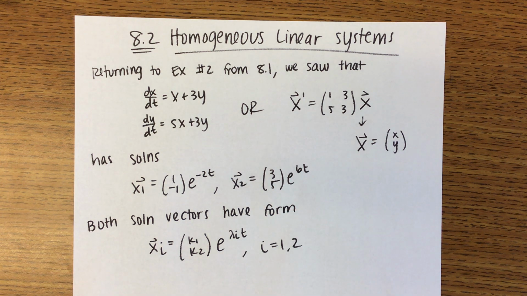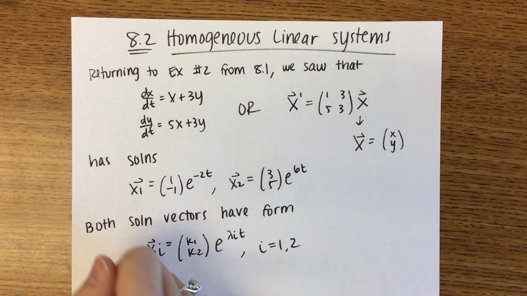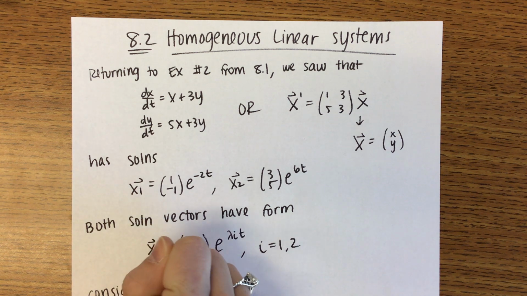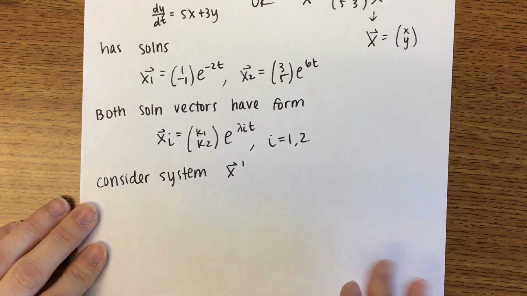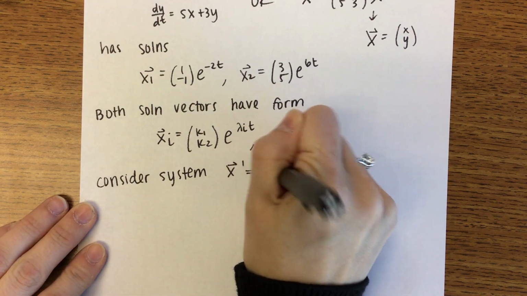So the question is, is that the way the solution is always going to look? Is the solution always going to be in that form? So we're going to investigate that a little bit and then do a few examples. So let's consider just a general homogeneous system. So x prime is equal to Ax.